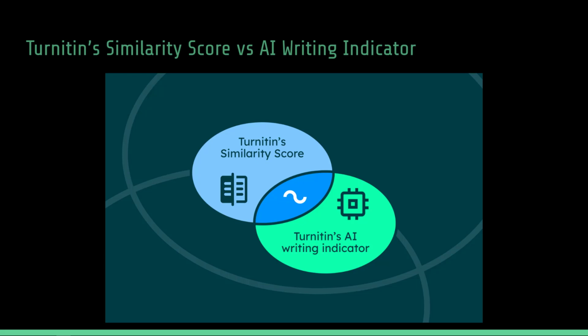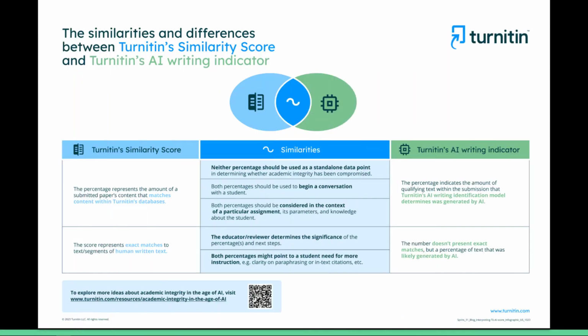Turnitin's similarity score and AI writing indicator are two different things. The similarity score represents the percentage of a submitted paper that exactly matches content found on the internet in one of Turnitin's databases or matches another student's paper.